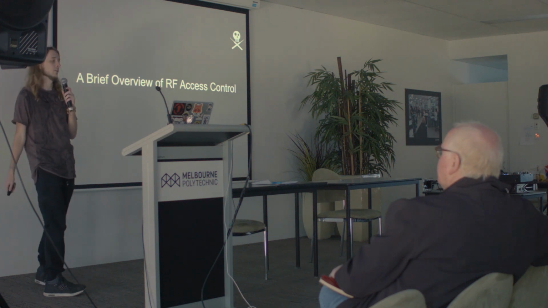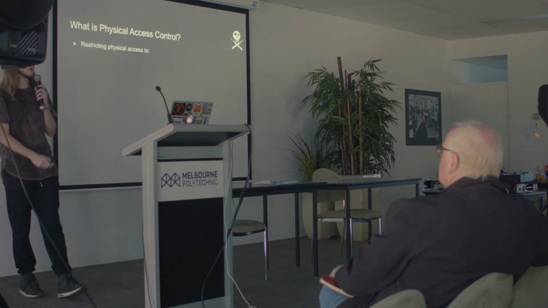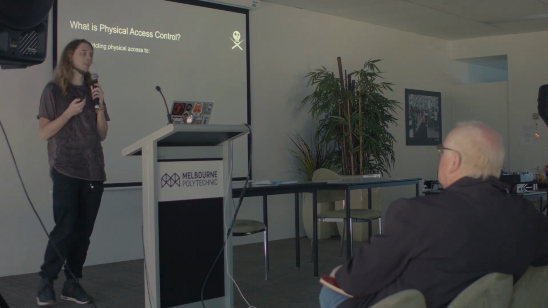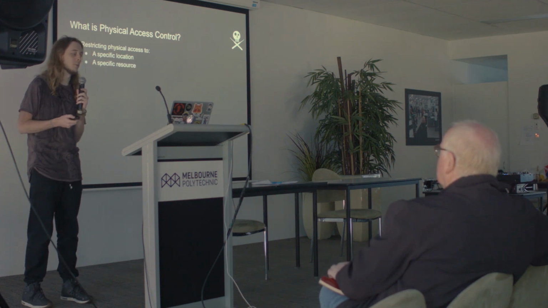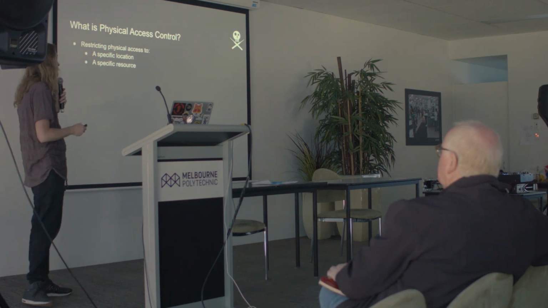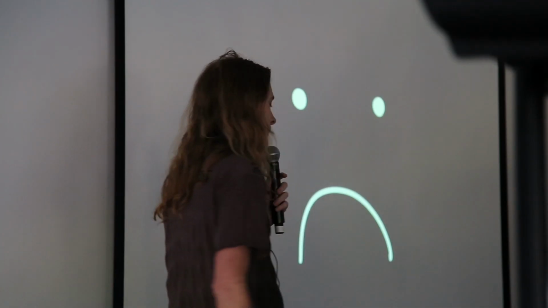So a brief overview of RF access control. What is physical access control, right? We know that it's restricting physical access to a specific location or a specific resource. And at this part in doing my slides, I said, kill me now. Because I was doing the usual thing that programmers do, a death by PowerPoint, enumerating every single thing in an object-oriented fashion, like no one's ever heard of access control before, or locks, or anything like that.